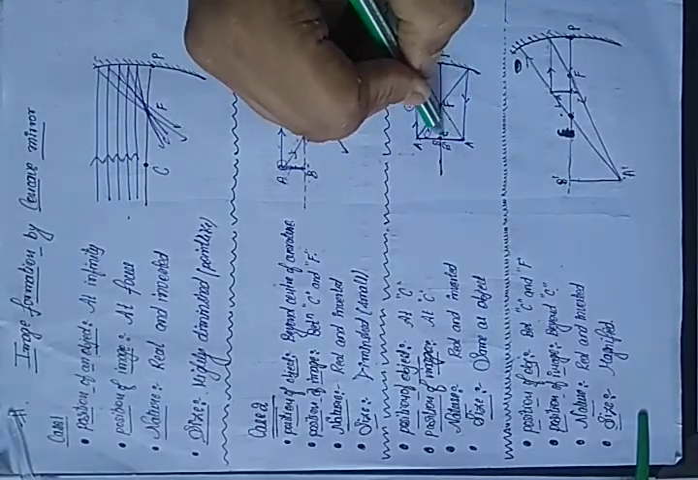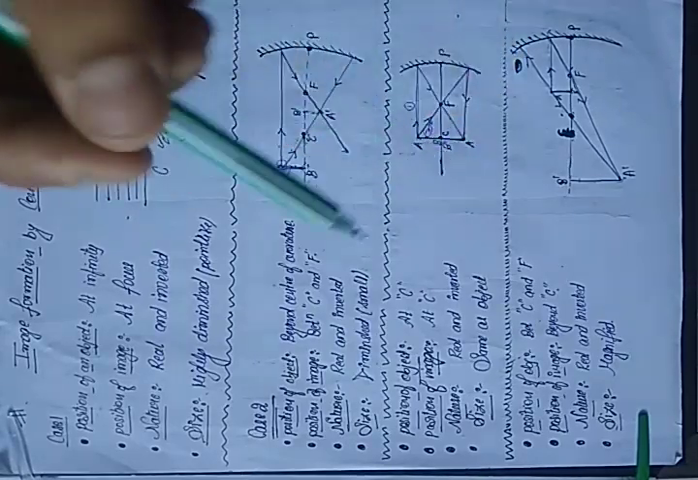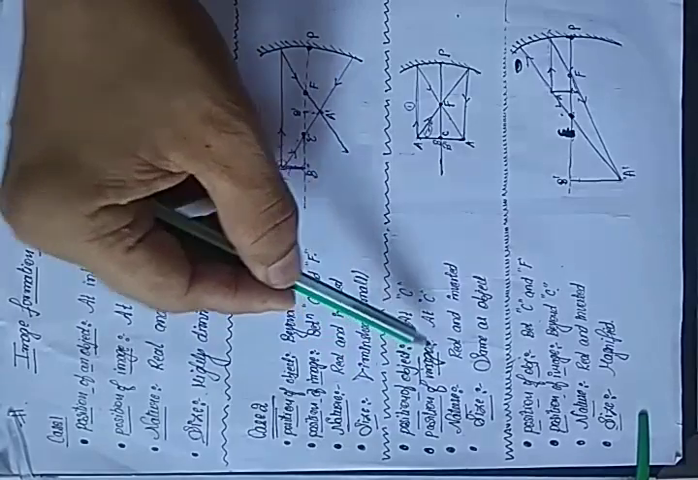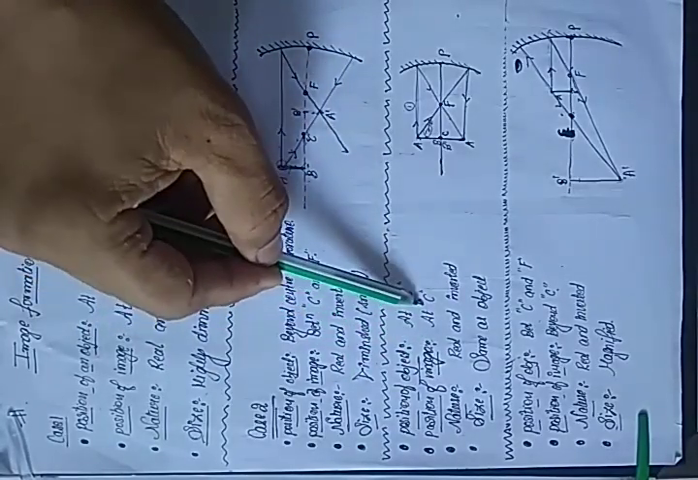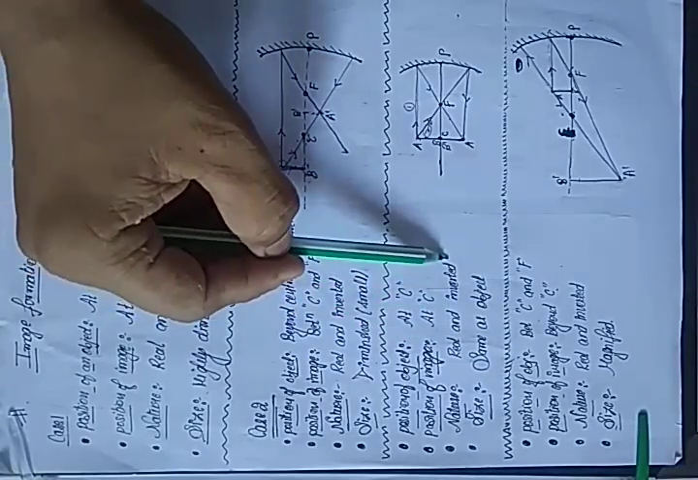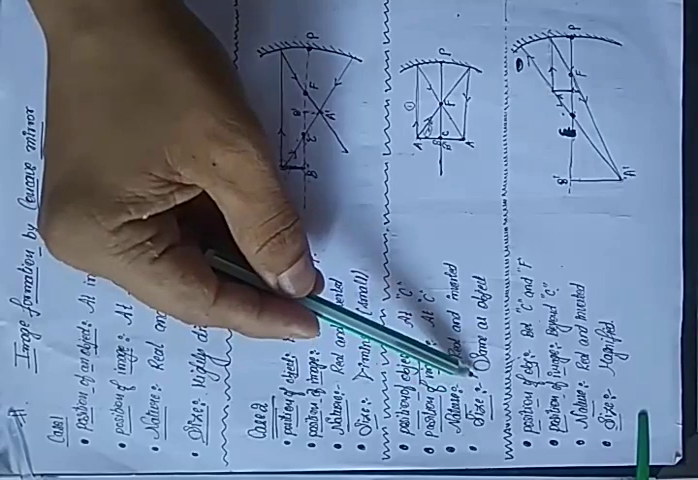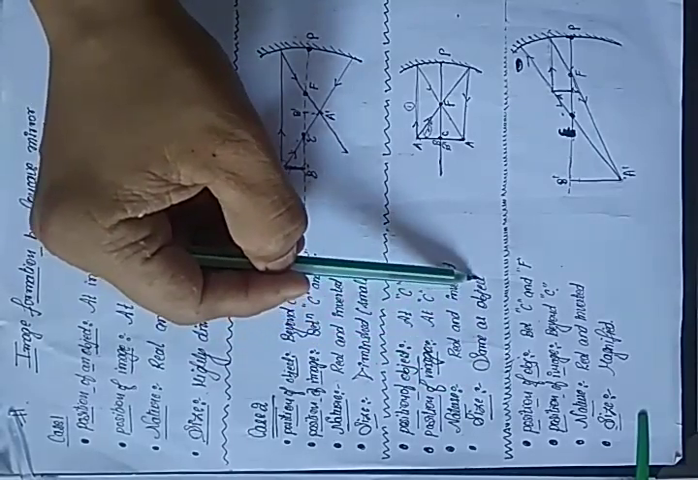See, the image is exactly at the center. By this diagram we can say the position of the object and image is the same, both are at the center. Now what is the nature? The nature is real and inverted. Now you are very clear. What is the size? Here the size is the same.